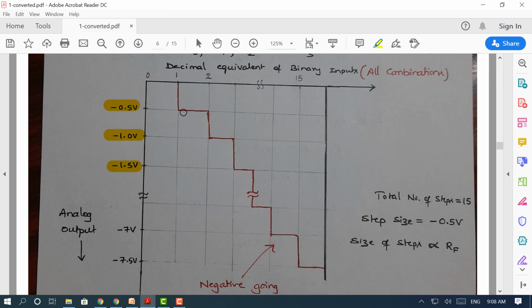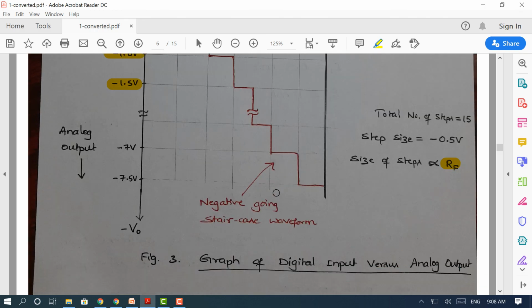You can see here that from one step to the next, the increment is minus 0.5 volts. This step size can be varied by varying the feedback resistor value. So this is a negative going staircase waveform. This graph represents a plot between digital input and analog output.